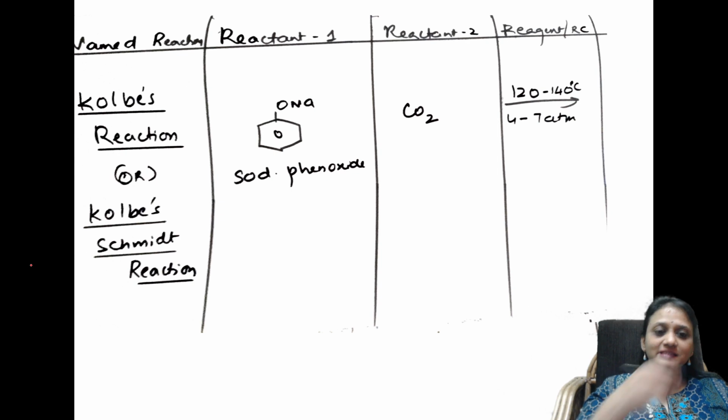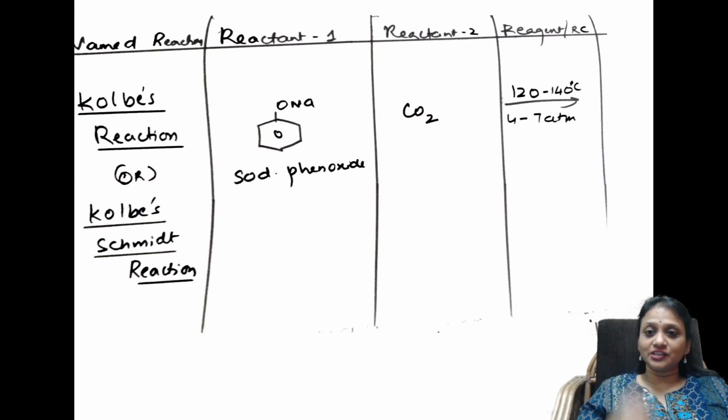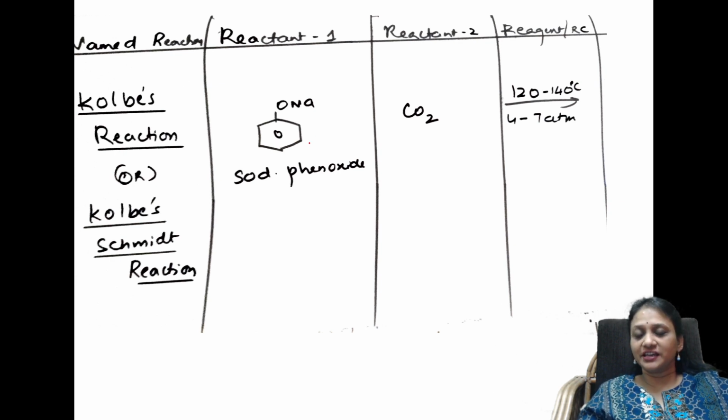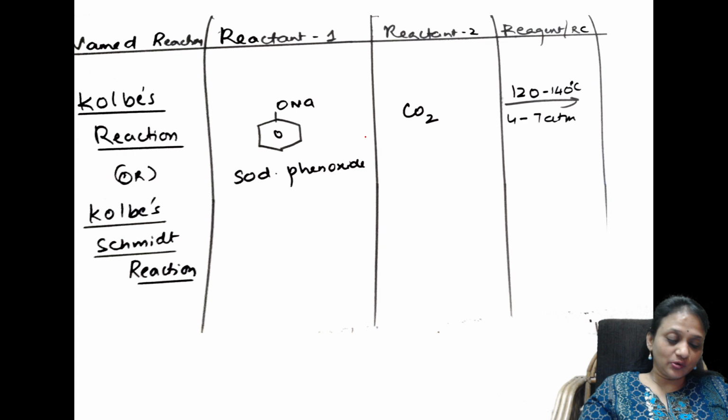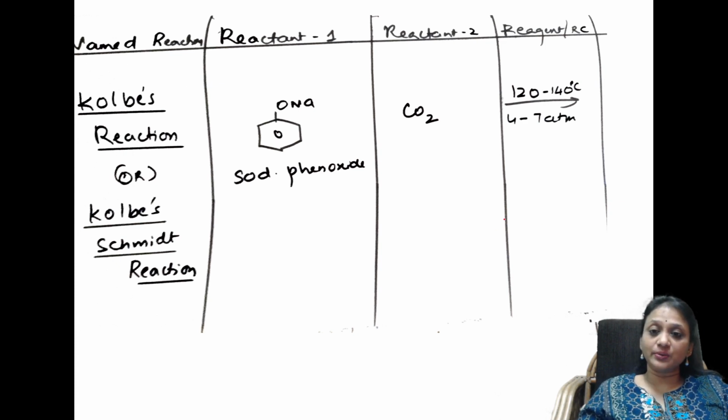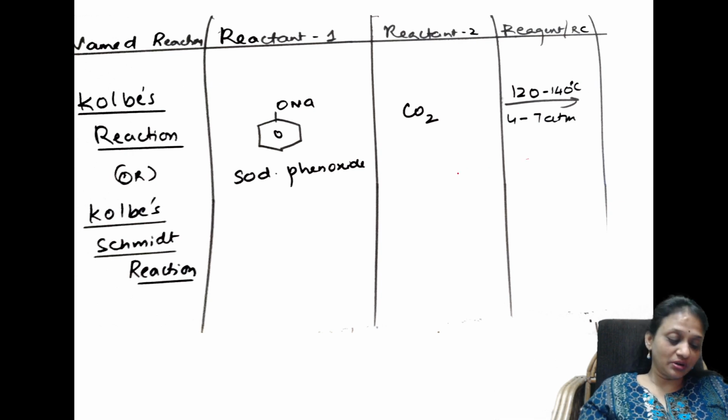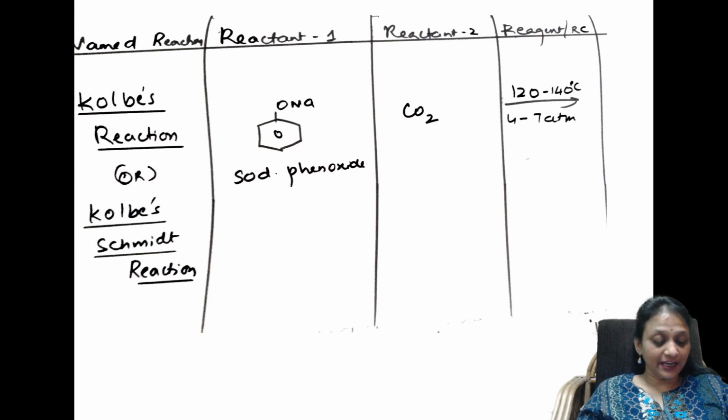Easy. Next, Kolbe's reaction. Nothing, students. Here, Kolbe-Schmitt reaction, where we take sodium phenoxide and carbon dioxide also. So the temperature conditions are given here. That's 120 to 140 degrees, students. So 4 to 7 atmospheres. Can you tell me what we are preparing? Can anybody guess what we are preparing? Kolbe-Schmitt reaction or Kolbe's reaction.